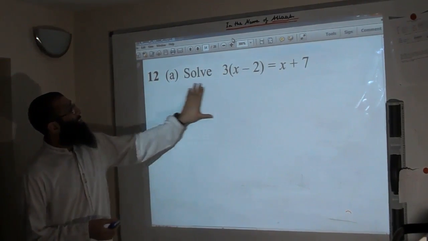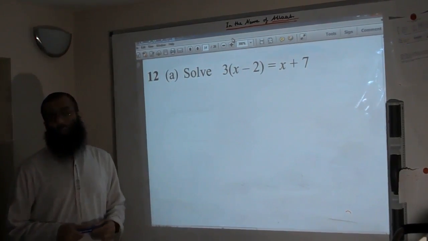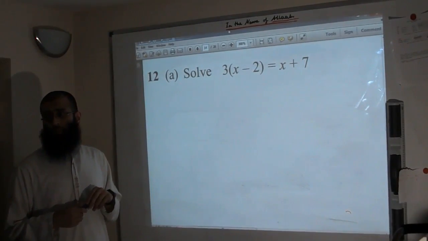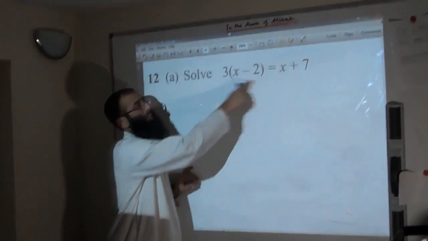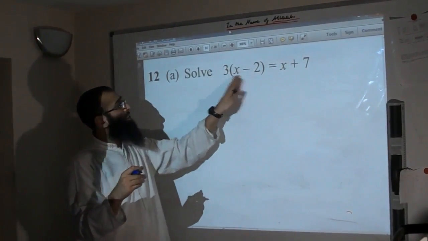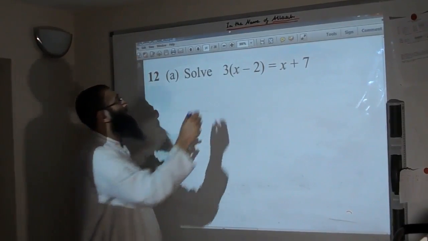Okay, solve 3(x minus 2) equals x plus 7. This is called a double-sided linear equation. Come on, are we ready for that one? This x here is being imprisoned in the brackets. We need to multiply it out. We've got x here and there. So we need to release this x first.